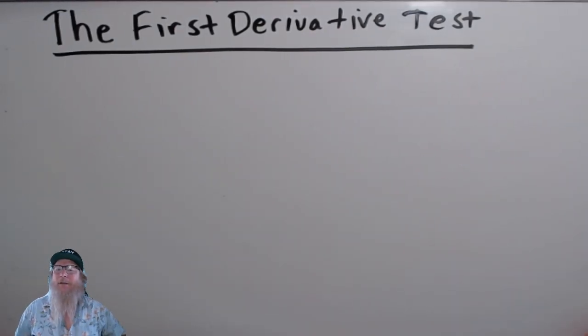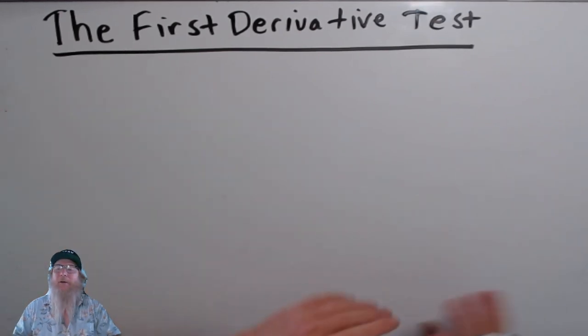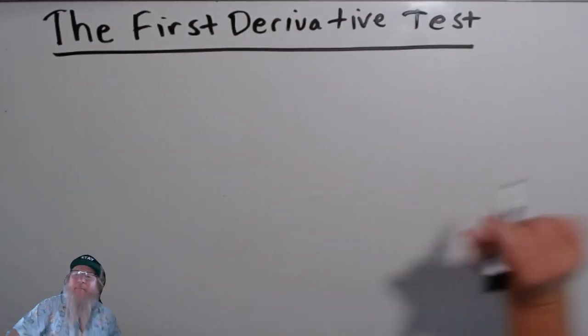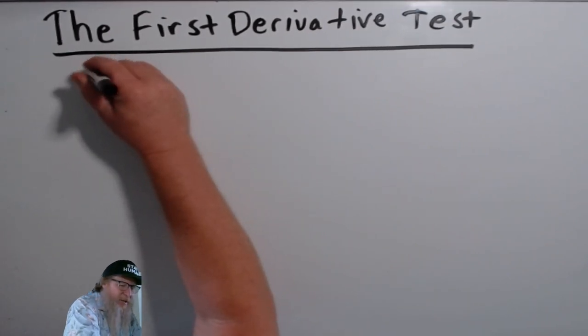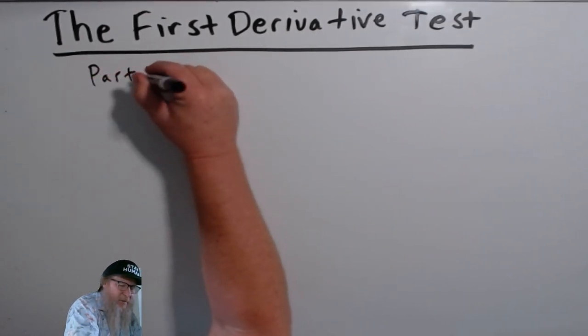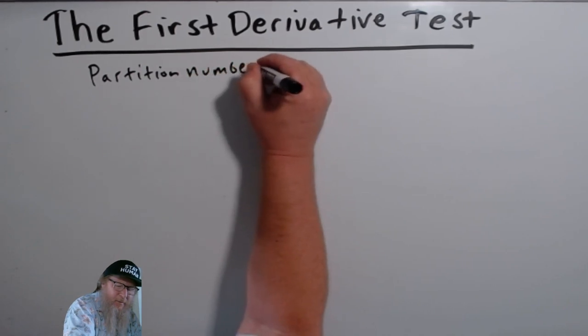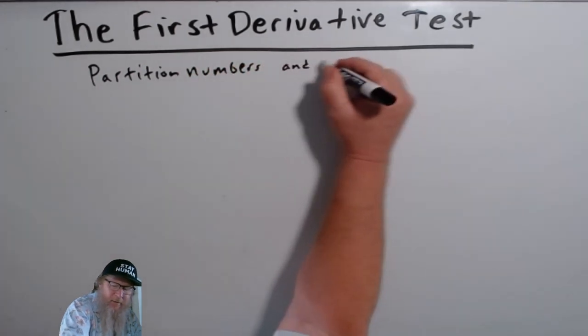Hey, it's Dr. J. Today we're going to learn about the first derivative test. So last time we talked about partition numbers and critical values.